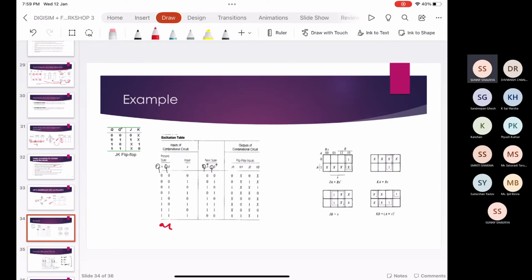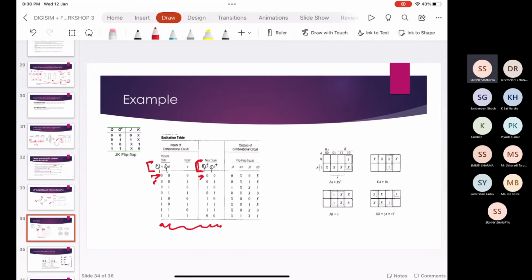This is the state table from the previous slide. Using the excitation table of JK flip-flop, we can fill the columns JA, KA, JB, and KB with the help of the present state and next state given. As you can see here, QA is 0, QA plus is 0, which from the excitation table we can see J will be 0, and K will be don't care.